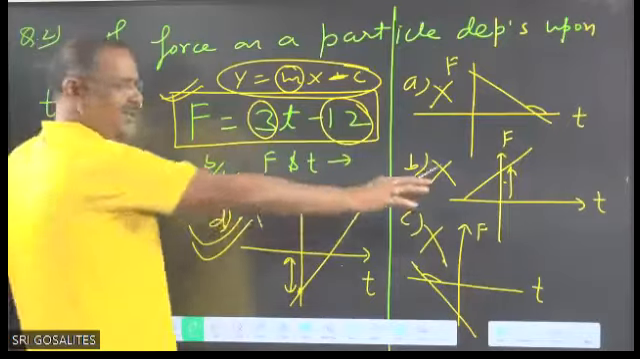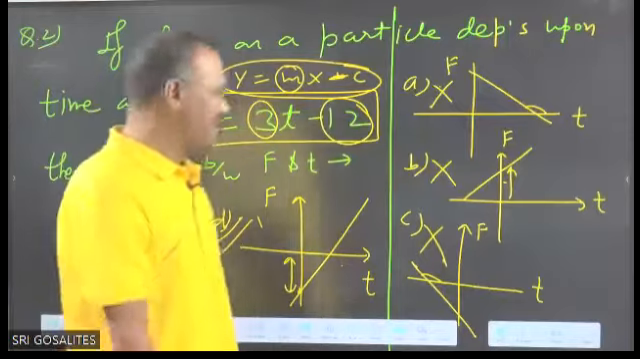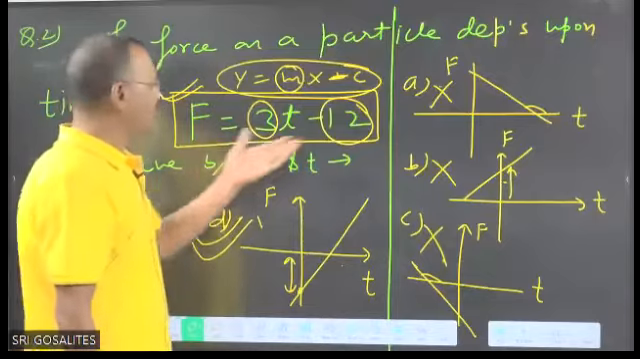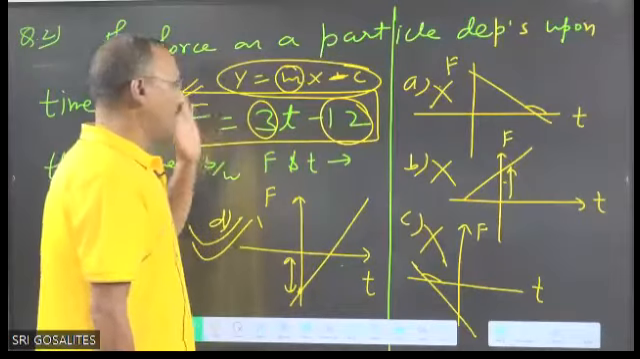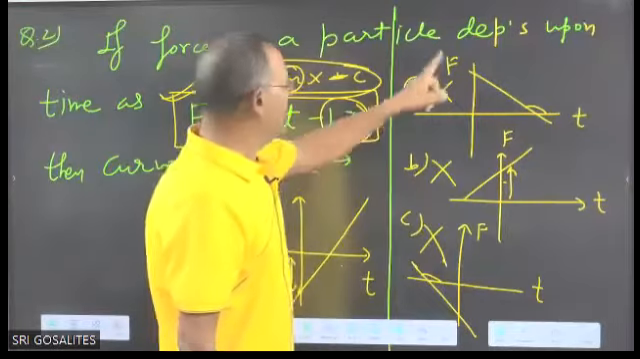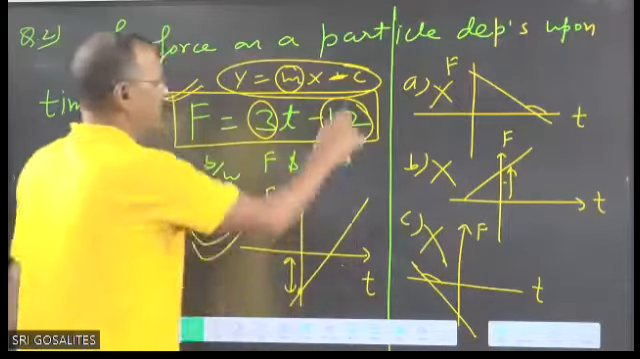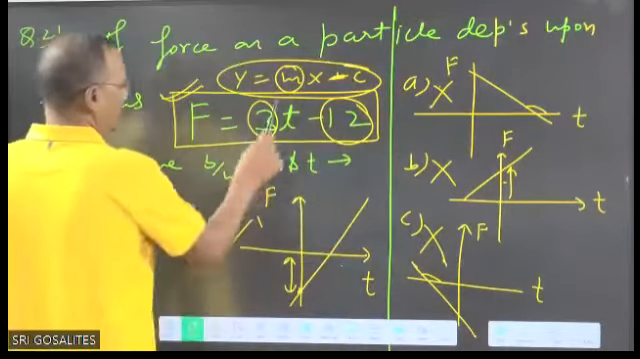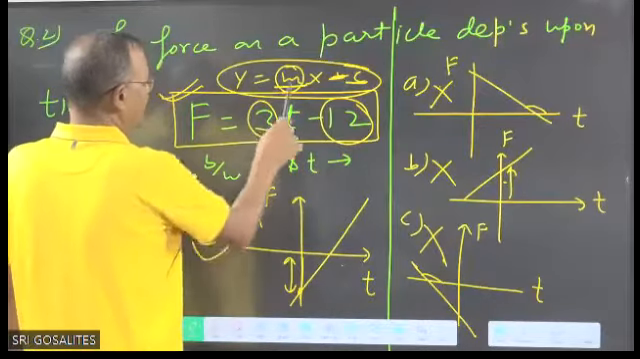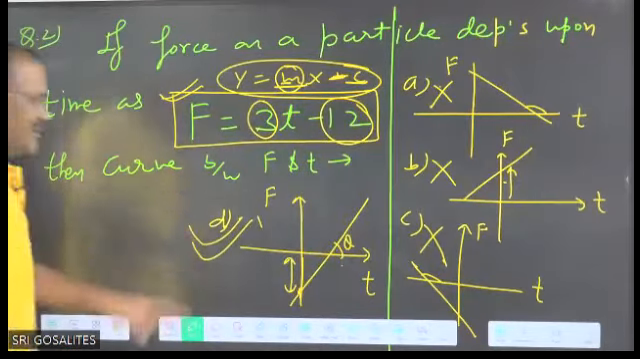So I hope it's clear to you, bacho. One girl is asking me, sir, will you repeat it? Okay, beta. See, I will repeat. Force on a body depends upon time, like 3t minus 12. So we have to plot the graph with f on the y axis and t on the x axis. So it will be the F-t curve. This looks like mx minus c. C will be on the downside and slope is positive like this. Theta is an acute angle. So this is the right curve.